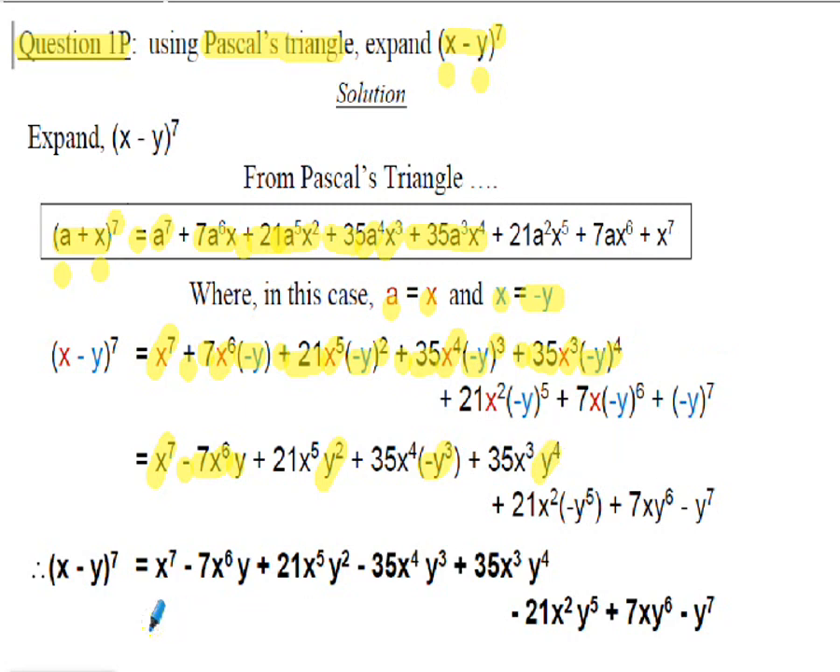So when you simplify to get your final solution, you get x to the 7, take away 7x to the 6 times y, plus 21x to the 5 y squared, negative here, change the sign, minus 35x to the 4 y to the cubed, plus 35x to the 3 y to the 4, another change of sign here, minus 21x squared y to the 5 plus 7x y to the 6 minus y to the 7. There's our full expansion. Notice the alternating signs of plus and minus as you go across from left to right.